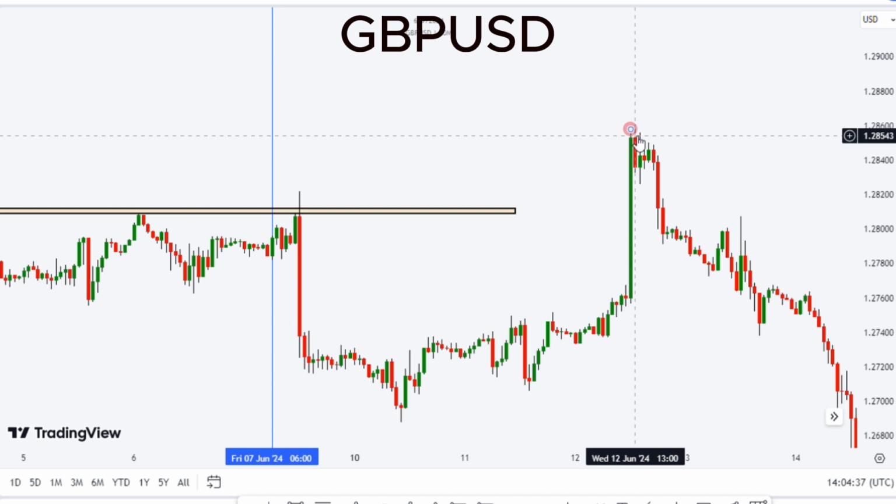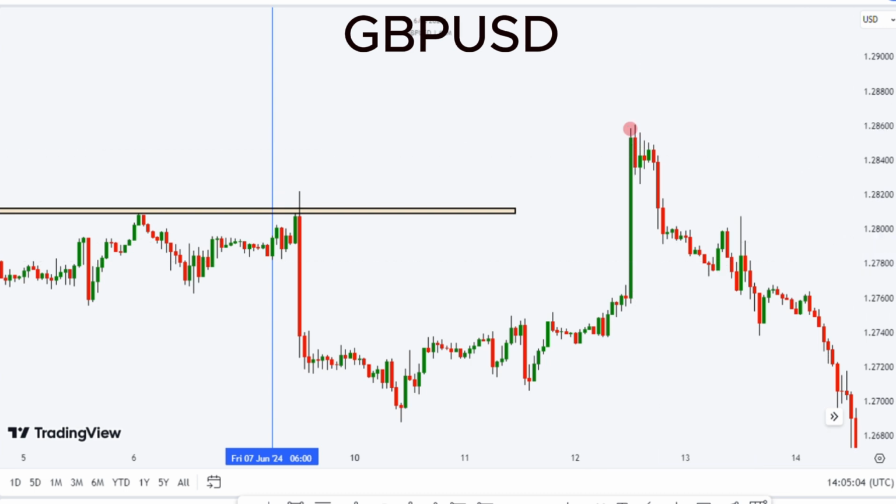Then at the same time, Wednesday 12 June 24 at 1 p.m., where on the DXY and the USD card it was bullish, now we are seeing a bearish move here. I believe you get it. So this is just one of the examples giving us the correlation between DXY and USD base pairs as well as USD quote currency pairs. Let's look at another example.